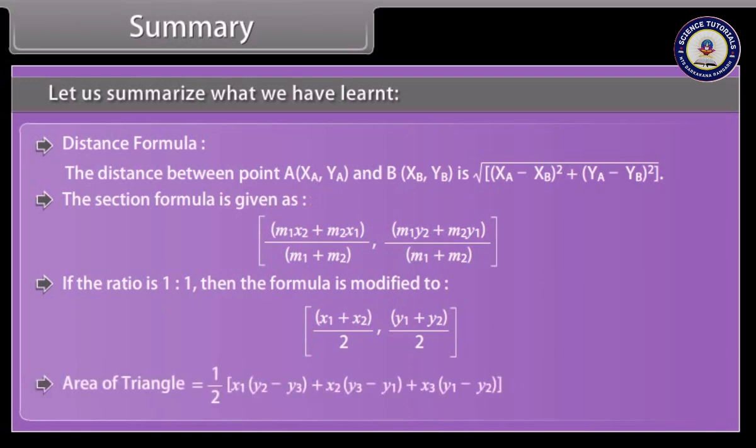Area of triangle is 1 by 2 into x1 into y2 minus y3 plus x2 into y3 minus y1 plus x3 into y1 minus y2.